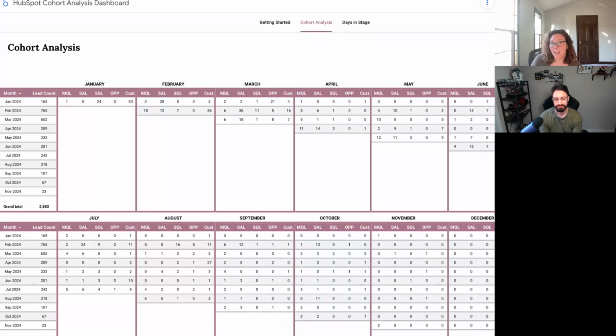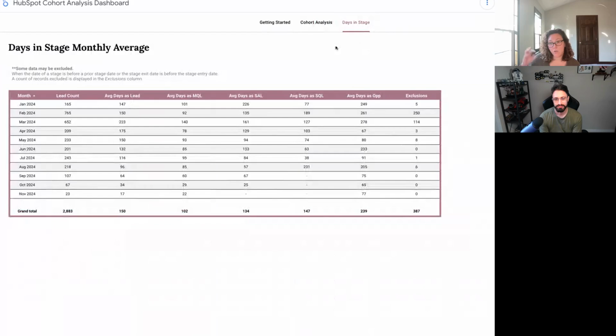And when you're trying to get to the actual numbers of how long your contacts are in a single stage, once again, you can see that in total aggregate in HubSpot, but really diving into it to understand if there's any seasonality gets really difficult. And so we've calculated that for you here in the days in stage monthly average.